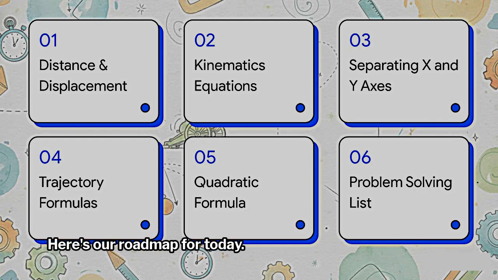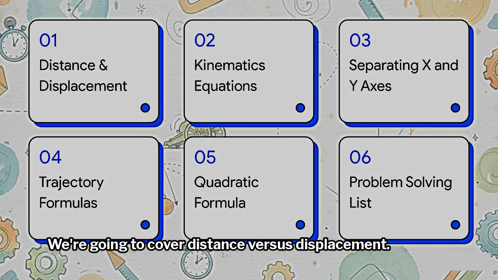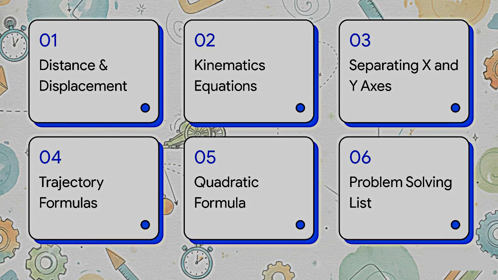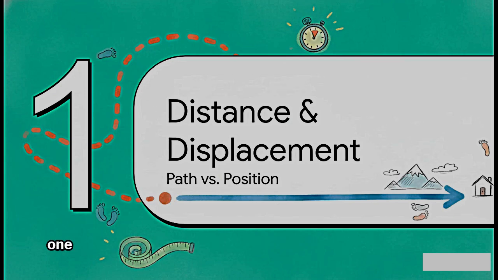Here's our roadmap for today. We're going to cover distance versus displacement, the kinematics equation toolkit, separating the x and y axes, trajectory types and formulas, using the quadratic formula, and wrap it all up with a problem-solving checklist. All right, let's jump right into part one, distance versus displacement.